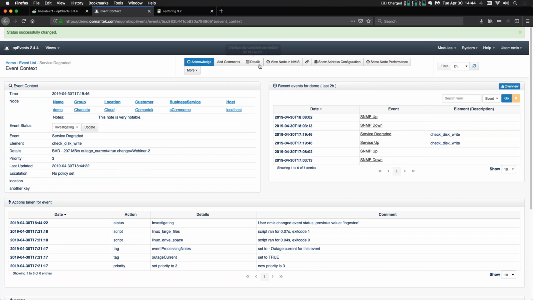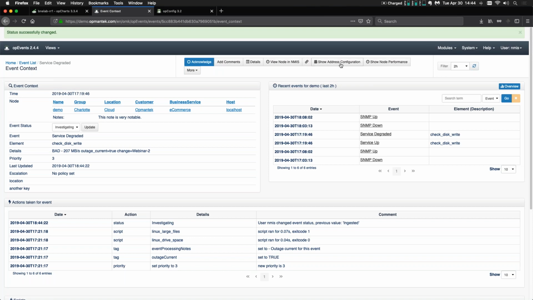the same thing. We can acknowledge the event, we can add comments, we can look at the details of the event, the raw details of the event itself. We can view the node directly in NMIS. If this node has a contextual link, we can follow that link as well.